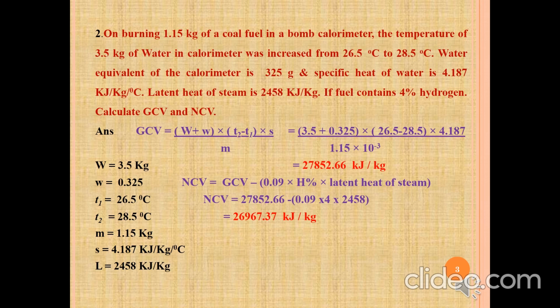So GCV value is given by 27,852.66 kilojoules per kg and NCV what we calculated is 26,967.37 kilojoules per kg.